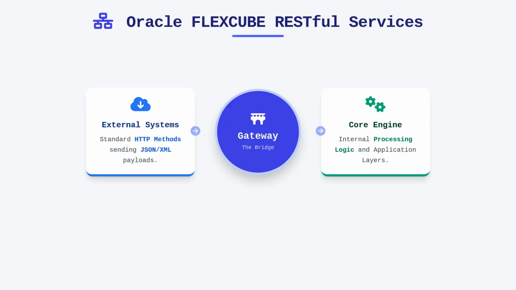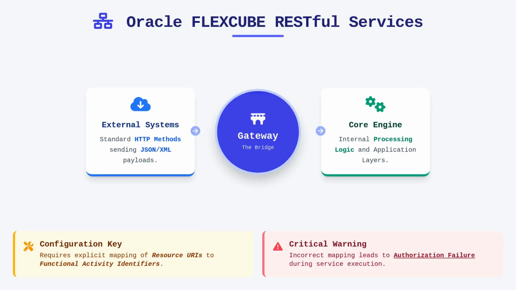This involves defining the service endpoints and ensuring that the underlying servlet containers can handle the inbound JSON or XML payloads effectively. You must keep in mind that unlike SOAP services which frequently rely on WSDL definitions, REST setup in FLEXCUBE is highly dependent on the correct mapping of resource URIs to the specific FLEXCUBE functional activity identifiers. If the mapping is incorrect, the gateway will fail to authorize the transition between the external call and the internal service execution.